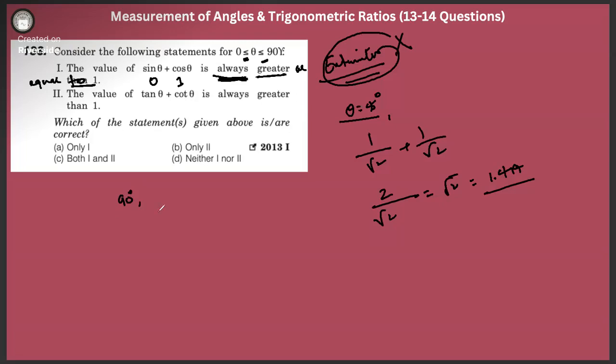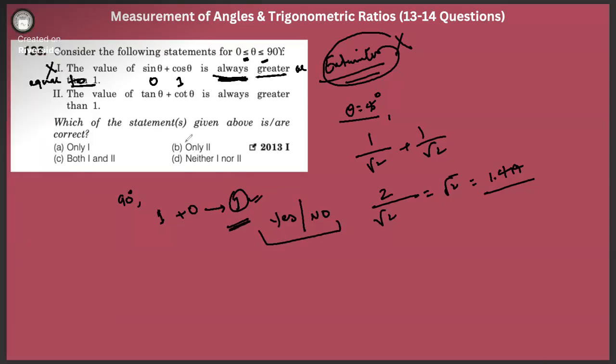At 90 degrees, sine 90 is 1, cos is 0. So what is the answer? 1. Is it greater than 1? Is 1 greater than 1? No, sir, it's not. This is not the right option.